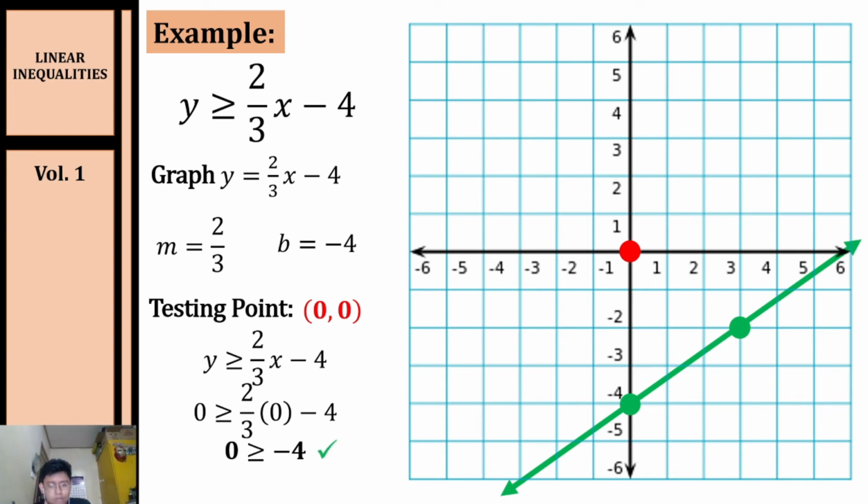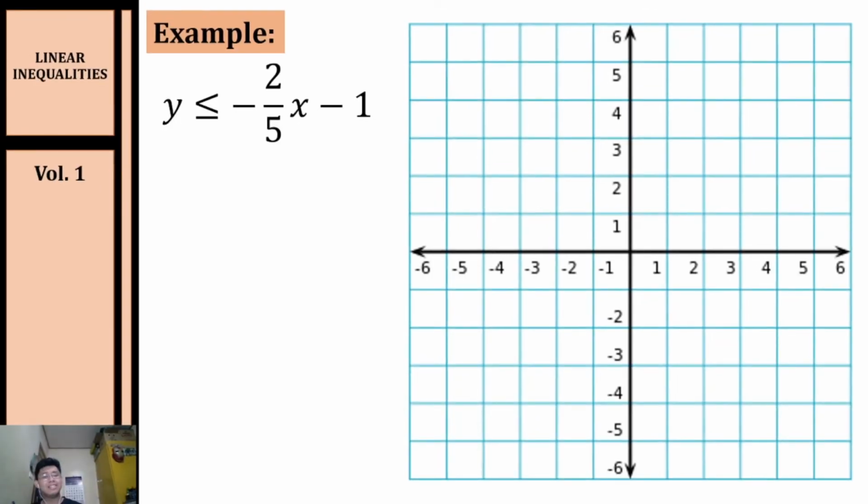So it satisfies our inequality. So we will highlight or shade the area or the region where 0, 0 is located. So this shaded region means that all the points, all the coordinates that are part of this region will satisfy our inequality. Alright, okay, let's have our last example for today.